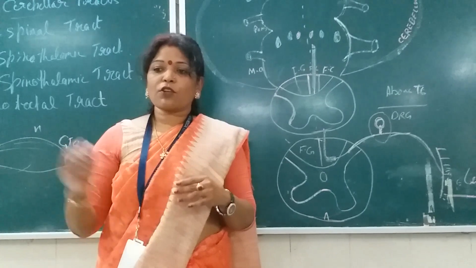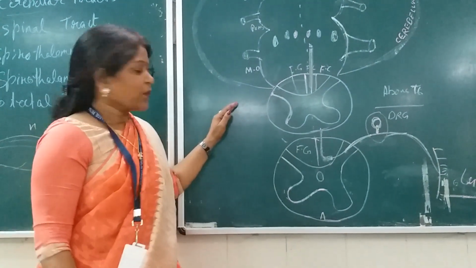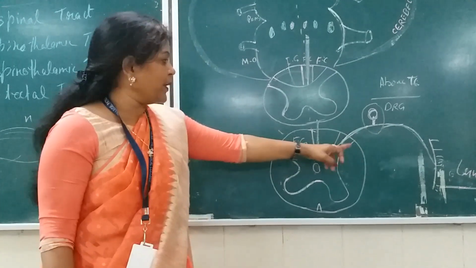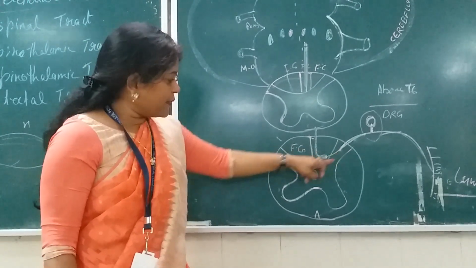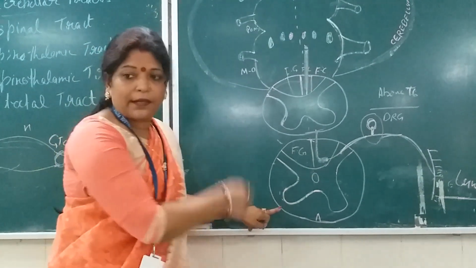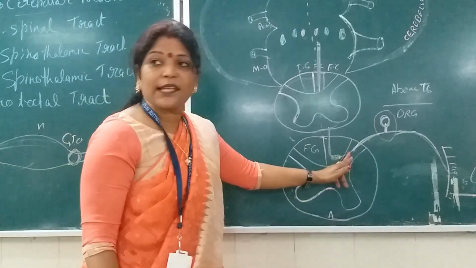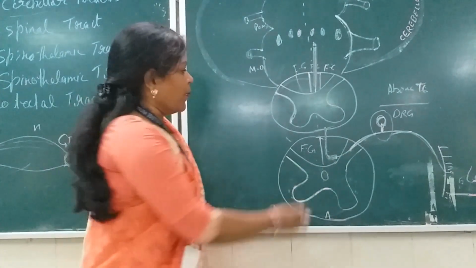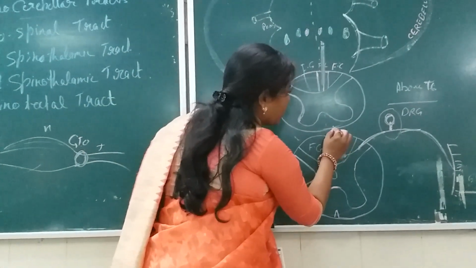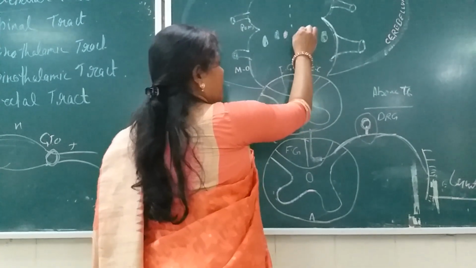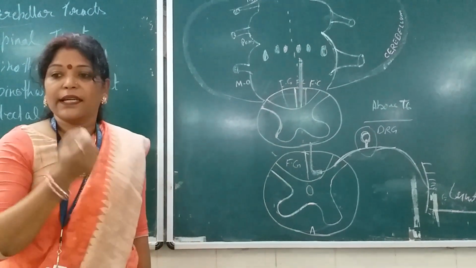It is just the opposite to the other ascending tracts. Suppose it is the pain and temperature pathway, the lateral spinothalamic tract: there will be a synapse here and then the fibers will cross there in the spinal cord. But here the fibers ascend without synapsing in the dorsal gray horn, moving in the dorsal column, and ascend upwards to synapse with the second order neuron, that is the nucleus gracilis.